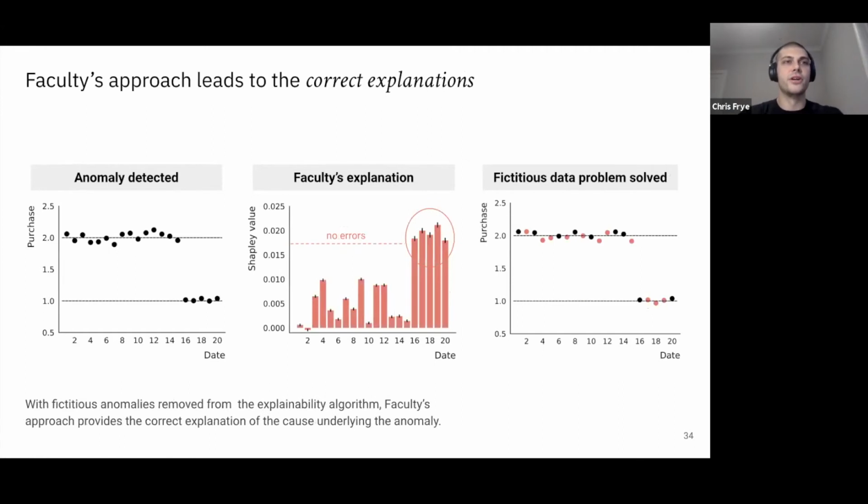Okay, so this slide shows Faculty's explanation for this anomaly. Notice that the anomalous features here in the middle plot receive Shapley values that are much larger than all the other features in the data, and no explanation errors are made in this case, and no close calls either. And the plot on the right shows that the fictitious data problem is solved using our VAE-based imputer.